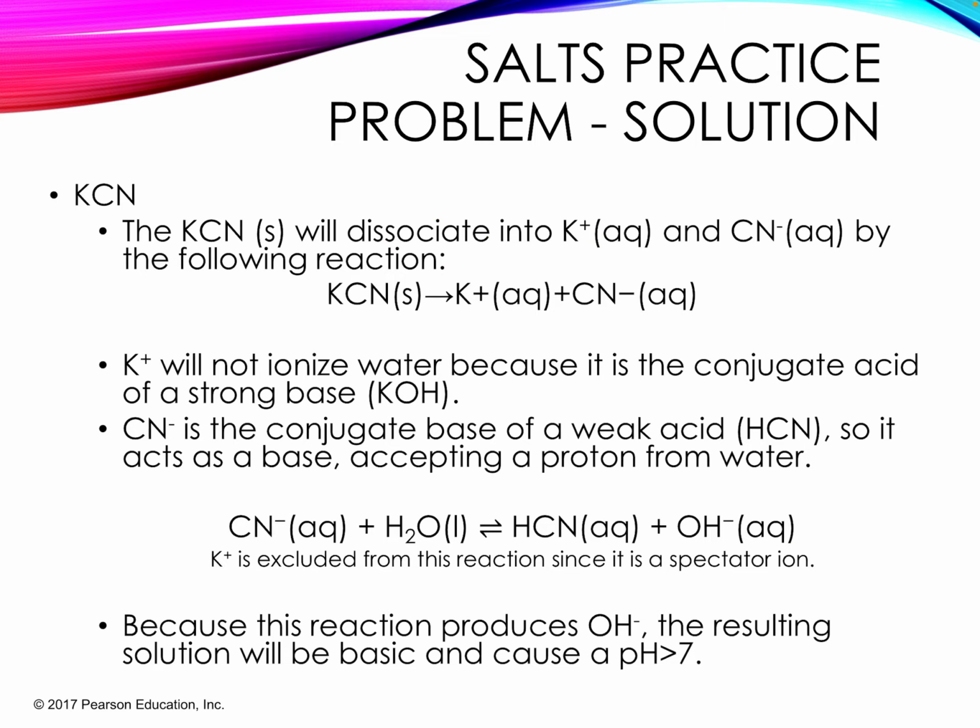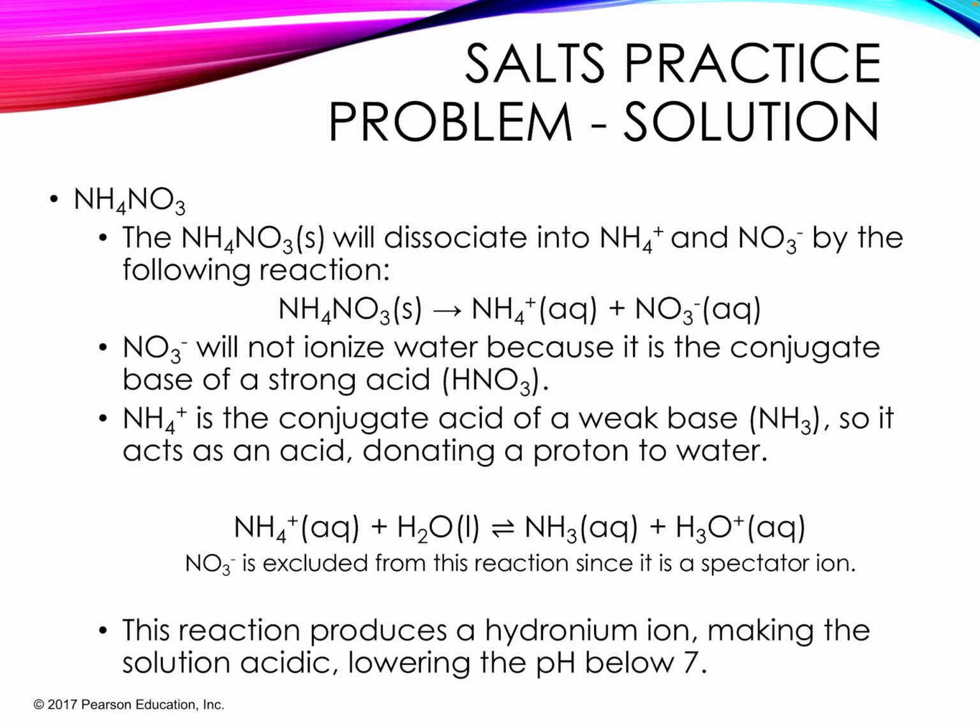Let's try another one. So we have potassium and cyanide. When we break that apart, our potassium's coming from potassium hydroxide and our cyanide's coming from cyanic acid. Again, this is going to be a weak acid, so that means this is a conjugate base. So when we put that cyanide in solution, it's a conjugate base, it's going to react with water, it's going to ionize it and produce hydroxide because it's acting as a base. And since that reaction produces hydroxide, it will be basic and our pH will be above 7.